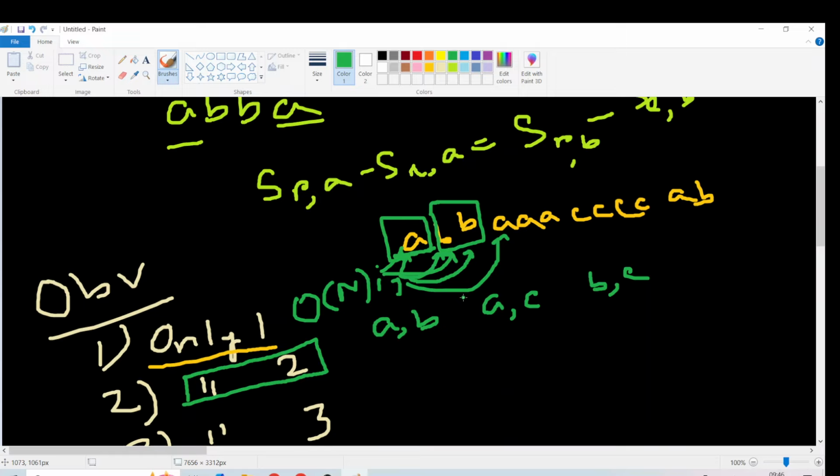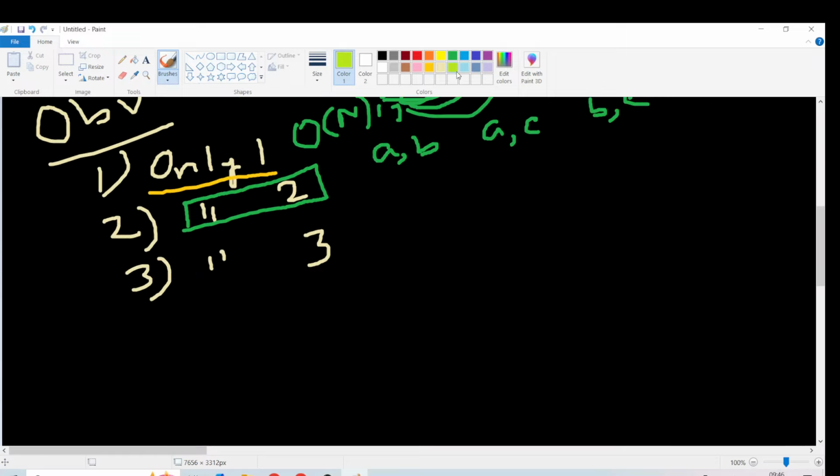Okay, so let's take an example. We have something like ABB, let's say C, and then ABB. Let's go through this example. What we are going to solve is the problem when C is not present. I hope you have solved that problem, but if you have not, I will discuss the idea.